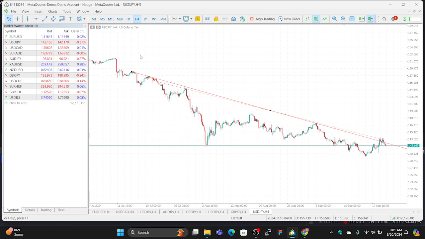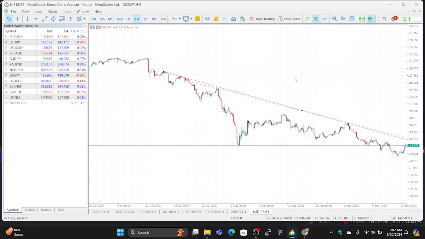As you can see, it was tested here, again here, and again here. So it was tested 3 times. And here, price went above it but unfortunately could not continue further. It came down, and as you can see right now, the price is still coming down. That's the first way we can confirm the trend.